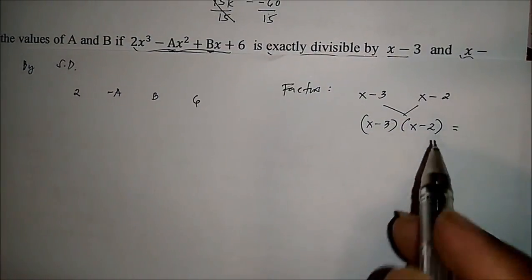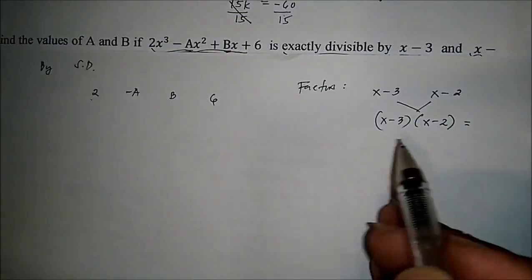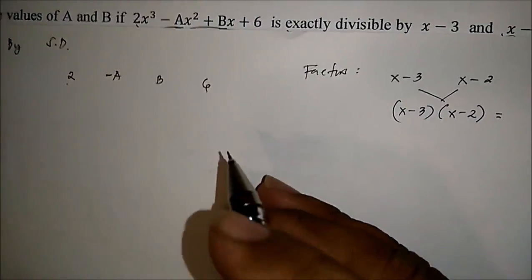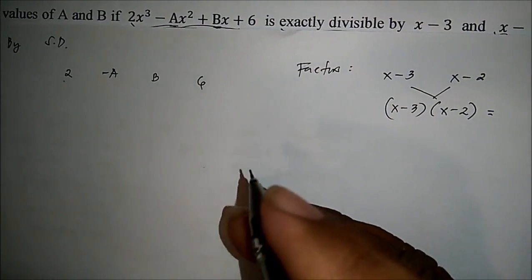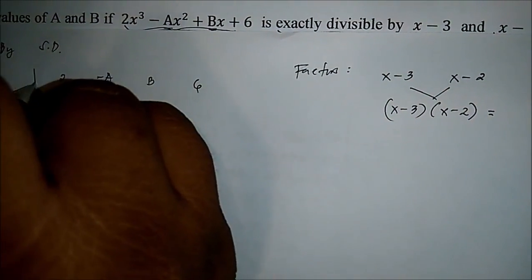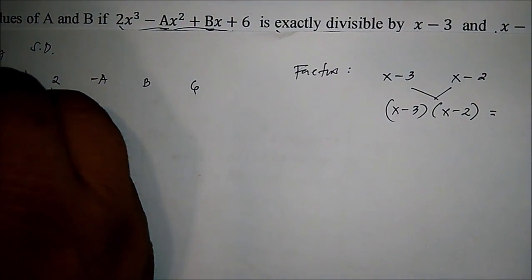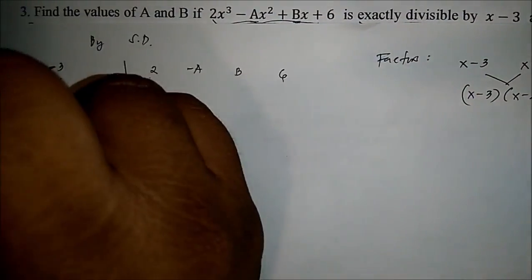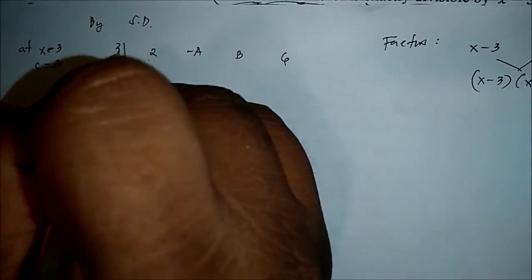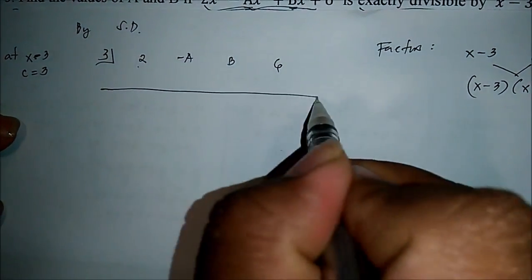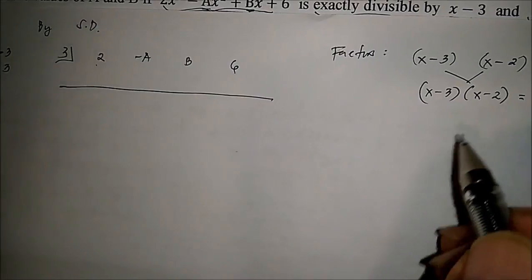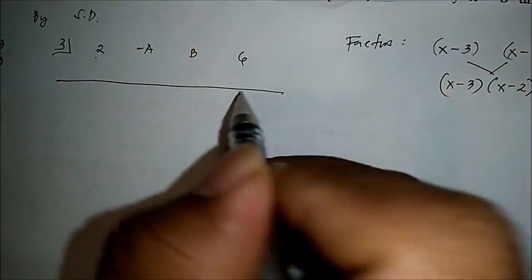Kung ayaw nyo naman, pwede yung isa-isahin, no? Yung 3 muna, tapos yung 2 muna. Okay, o sige, anong mas gusto nyo gawin? Isa-isa? O sige, isa-isahin natin. Okay, so yung una ay at x minus 3. In this case, our synthetic divisor is 3. So maglagay tayo ng 3 dito. So remember, since factor yung x minus 3, ibig sabihin, the remainder should be 0.